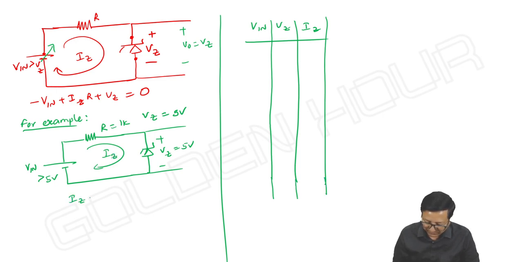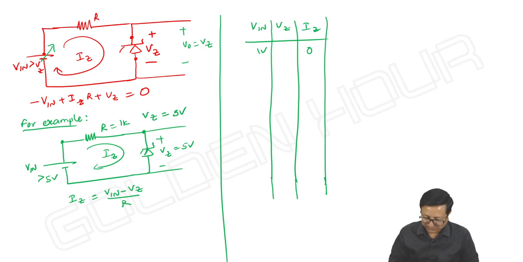What can we write for Iz? Iz is equal to Vin minus Vz by R. This is Vin, this is Vz by R. That gives us Iz. For example, if the input is around 1 volt, then it doesn't undergo breakdown. The current will be 0, as it acts as an open circuit, and V is equal to Vz.